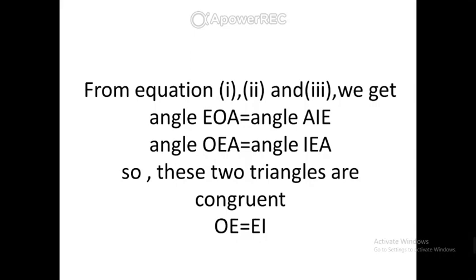Which triangles are congruent? Both the upper triangle and the lower triangle are congruent. So OE equals EI. OE is the object distance. EI is the image distance. So object distance equals image distance. We have proved here that in a plane mirror, object distance equals image distance.